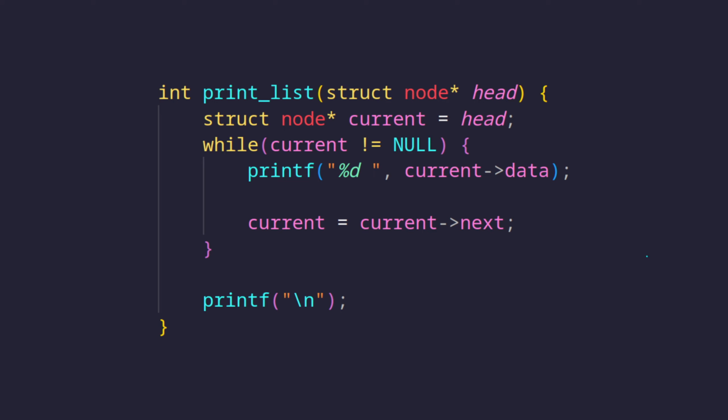Now recall how we indicate the end of the list. The last node should have a next pointer of null. Hence, let's loop until current becomes null, because when it is null, we are at the end of the list and there's no more values to loop through.